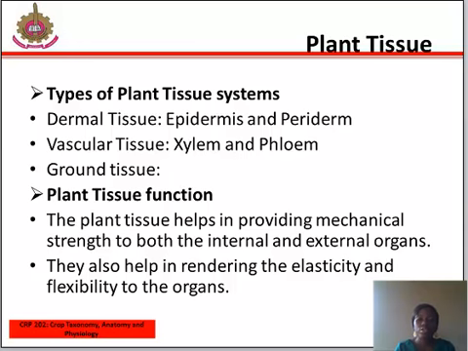Functions of plant tissue. We have 1. They help in providing mechanical strength to both the internal and external organs. 2. They also help in rendering elasticity and flexibility to the organs. 3. The tissues also help to transport materials throughout the plant and prevent water loss. 4. They divide to produce new growth and build the mass of the plant. 5. They are involved in various cellular metabolism like photosynthesis.